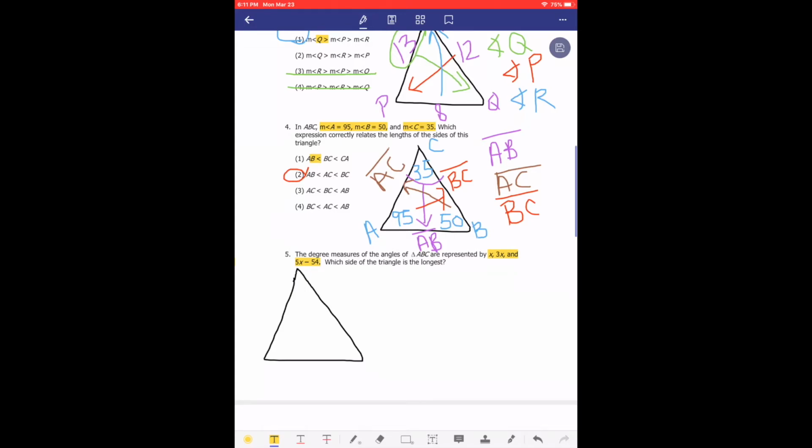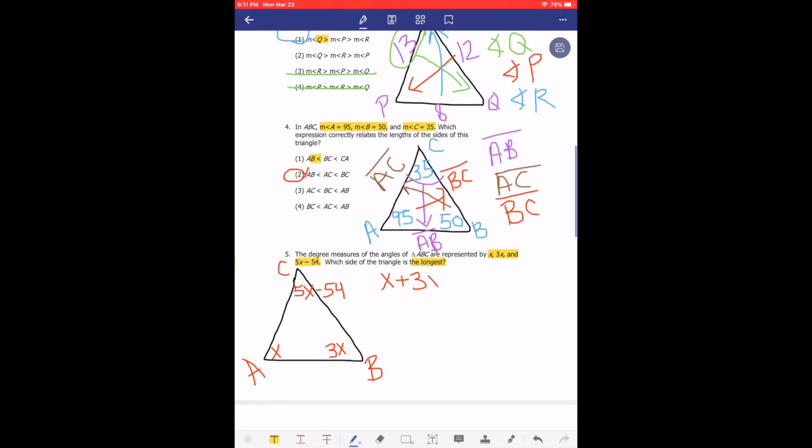Which side of the triangle is the longest? So I'm going to label my triangle A, B, and C. The angles are x, 3x, and 5x minus 54. So I don't know the actual angle measures, but I can find them by setting up an equation. I know that a triangle adds up to 180, so I'm going to add all the angles up.